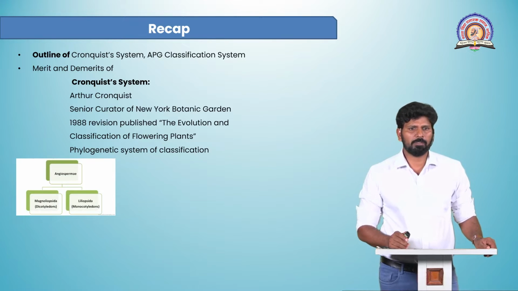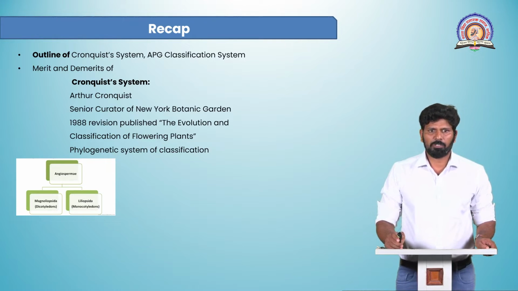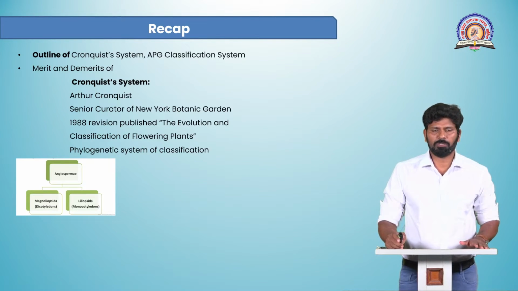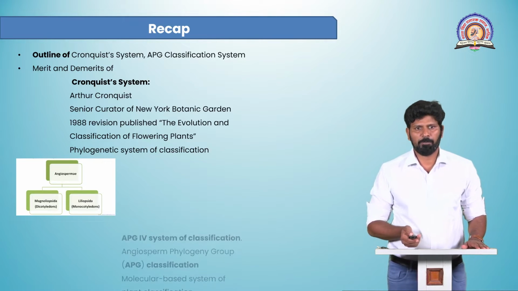As a little overview, the angiosperms are divided by Cronquist into dicotyledons and monocotyledons, named Magnoliopsida and Liliopsida.